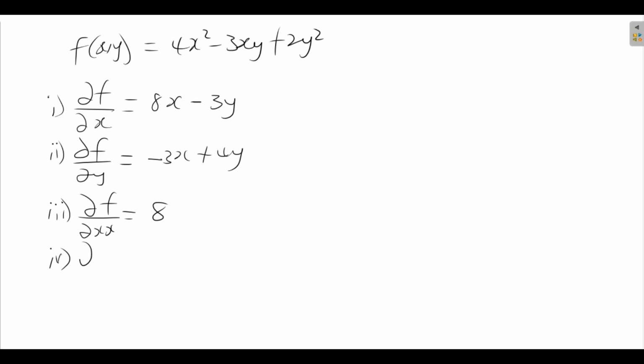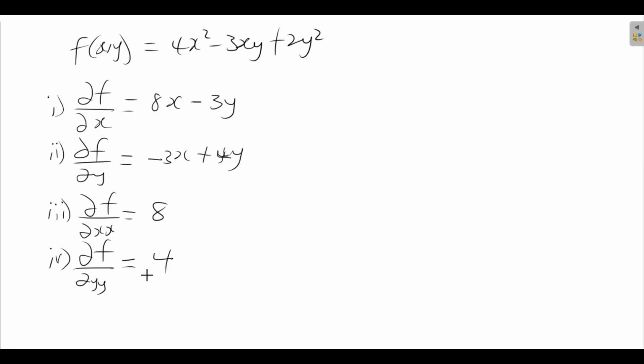Now, the fourth one is the second partial derivative with respect to y. So here we already know the first partial derivative, which is negative 3x plus 4y. Differentiating this function again with respect to y, you can see that there is no y term in the first part, so it goes to 0. Now when you differentiate 4y with respect to y, you are getting 4.